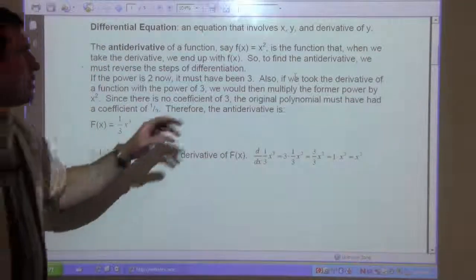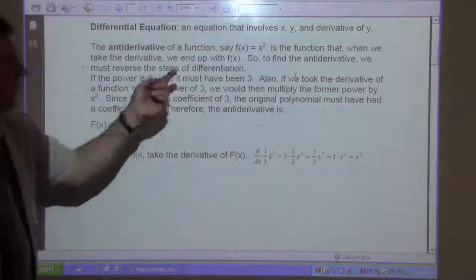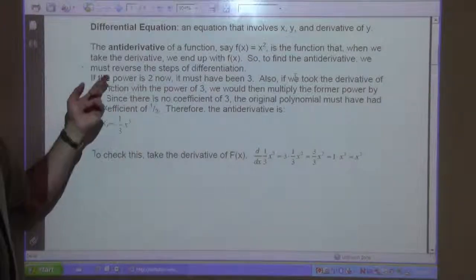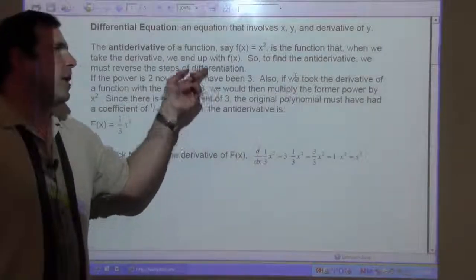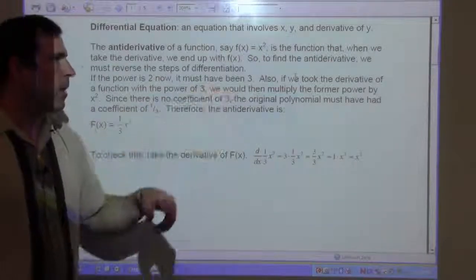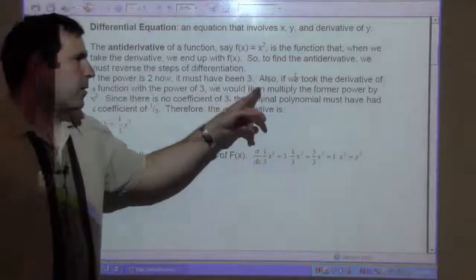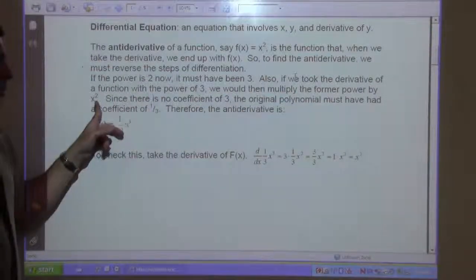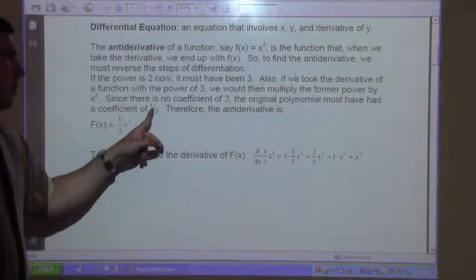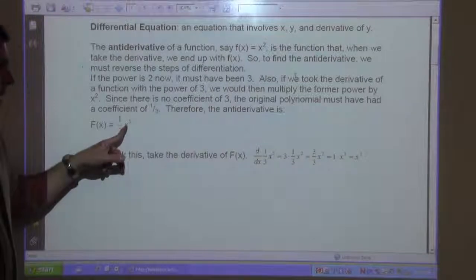The antiderivative of a function, say f of x equals x squared, is a function that, when we take the derivative, we end up with f of x. So to find the antiderivative, we must reverse the steps. So the power is 2. It must have been 3. So the antiderivative must have had a 3 as the power. Also, if we took the derivative of a function with the power of 3, we would multiply the former power by the x squared. But since there's no coefficient of 3, the original polynomial must have had a coefficient of 1/3 to cancel. So therefore the antiderivative is F of x equals 1/3 x cubed.